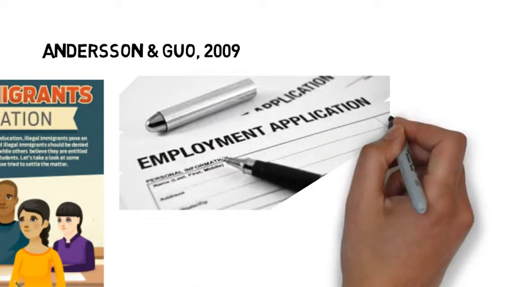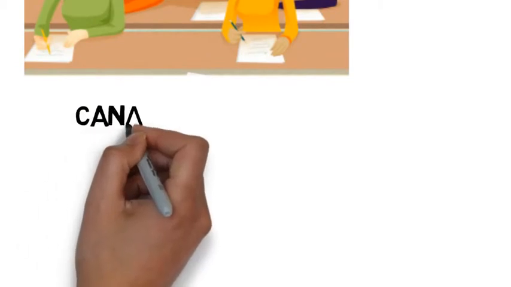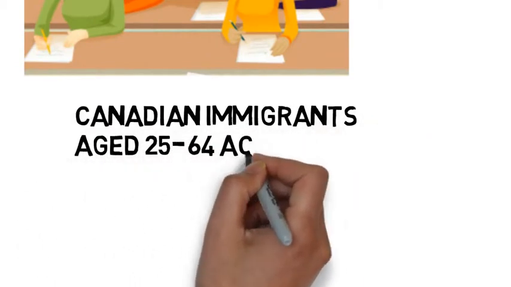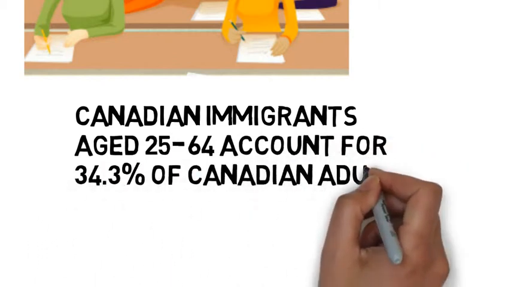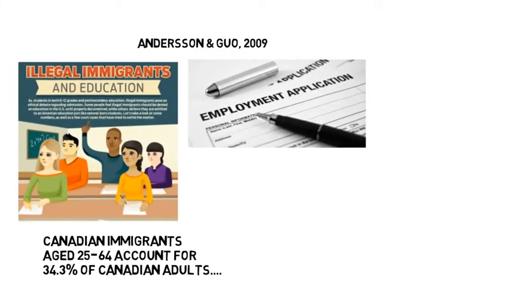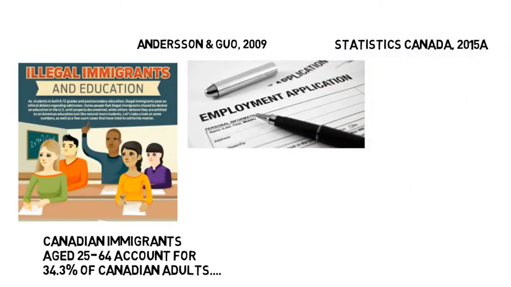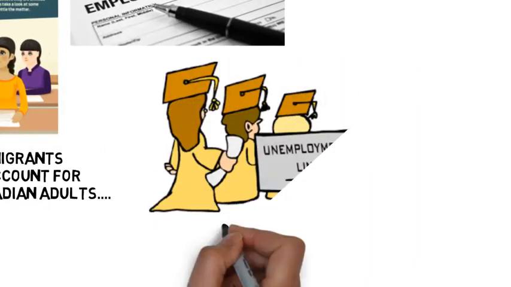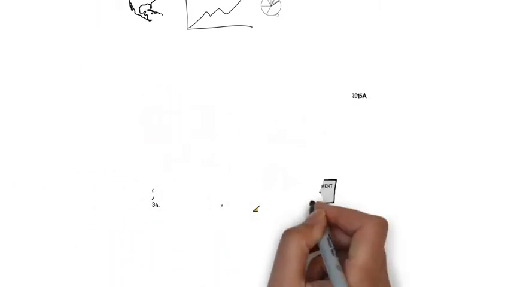So immigrants are granted entrance into Canada based on one's educational status. However, once admitted, any previous credentials become irrelevant. This would seem rather pretentious. Wouldn't you think? It is important to note that Canadian immigrants aged 25 to 64 account for 34.3% of Canadian adults with university degrees. I would pose the question, how many of these individuals are working to the potential of their qualification in Canada?